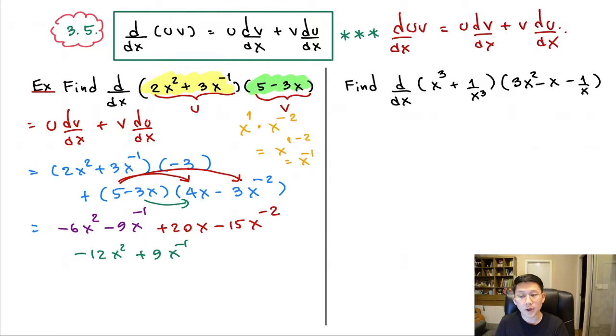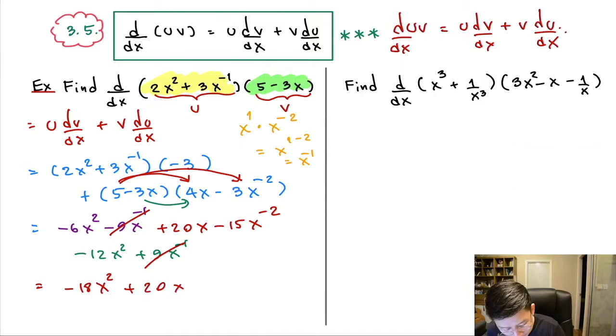Okay, right? For a to the b times a to the c, the base is the same, which is a, and you take the sum of the exponents, right? Okay, so this got cancelled out, right? So I have minus 18x squared plus 20x minus 15 divided by x squared, and that's the answer.